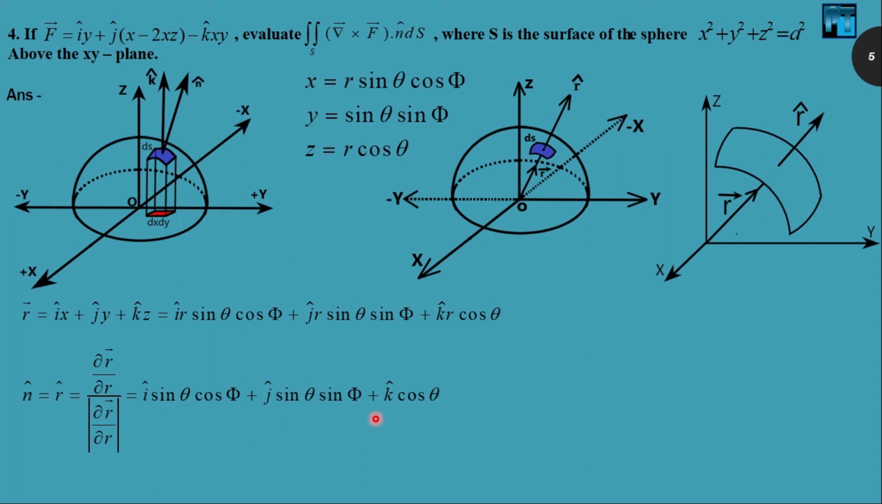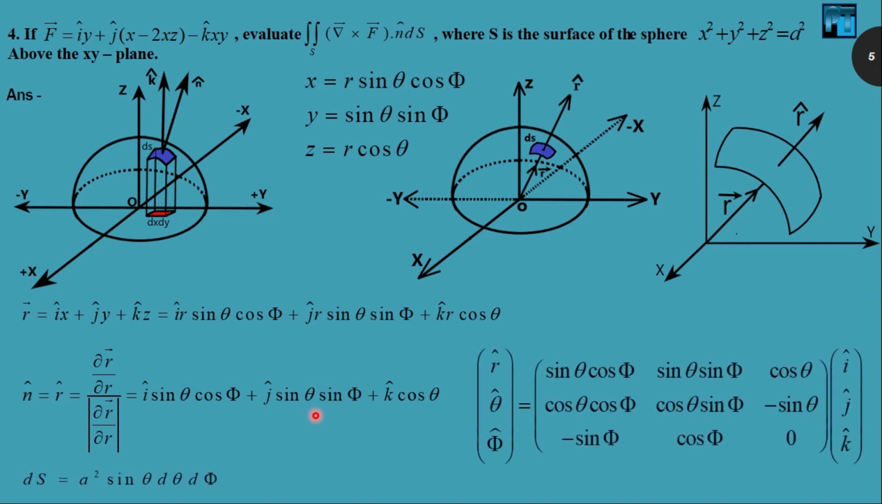Now you can remember r cap directly by a matrix. So this is the transformation matrix. This is the transformation matrix: the r cap, theta cap, phi cap matrix to i cap, j cap, k cap.